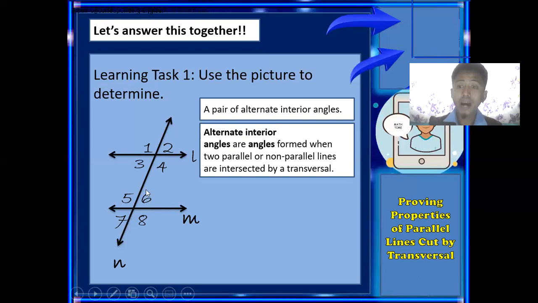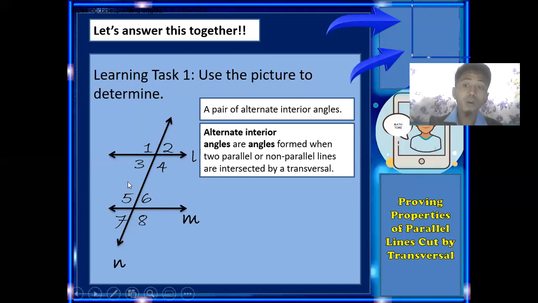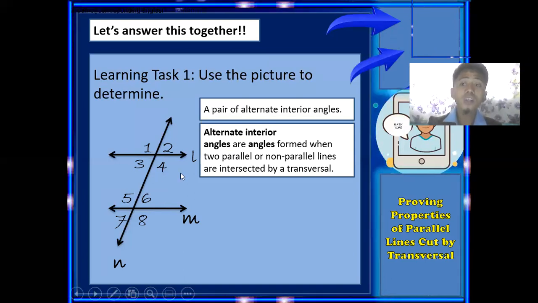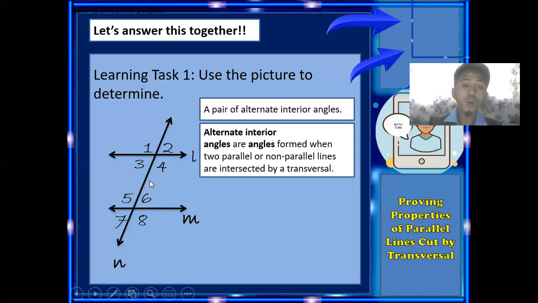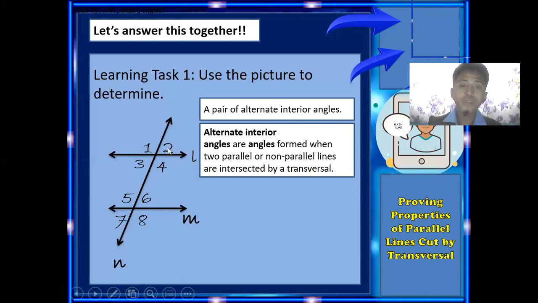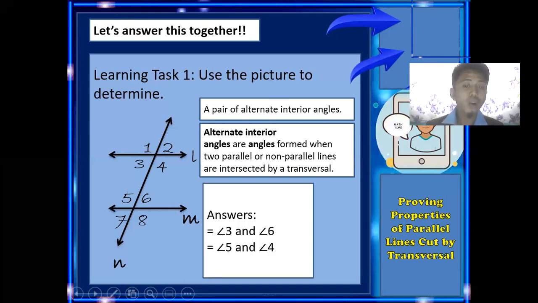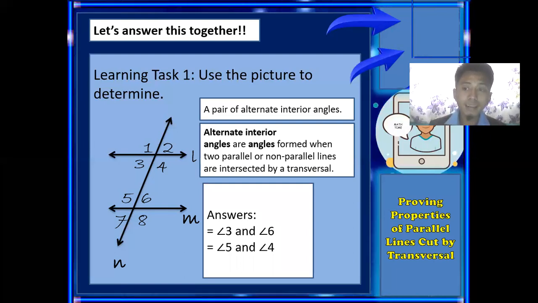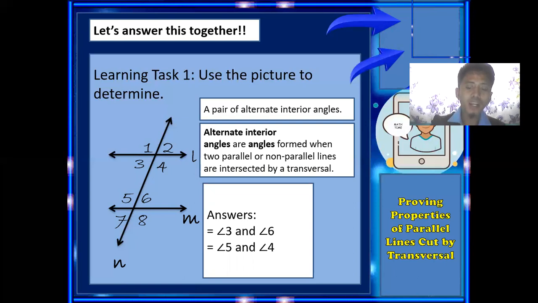Even angle 4 and angle 5, since they are alternate and they are within, or on the interior part of the parallel lines cut by a transversal, we can conclude that angle 4 and angle 5 are a pair of alternate interior angles. That's why our answer is, the pairs of alternate interior angles are, first, angle 3 and angle 6, then next is angle 5 and angle 4. Do you have any question about this one? Okay, if this is clear, let's proceed.